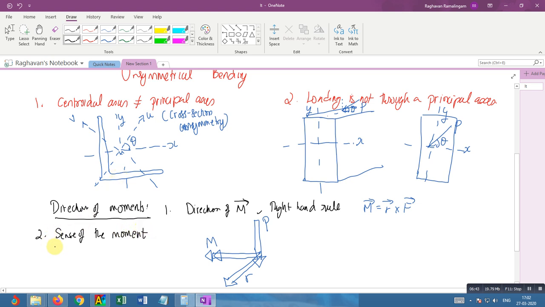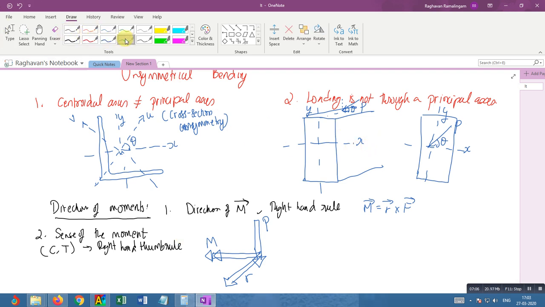The sense of the moment is necessary for you to find out which parts of the section are in tension, which parts of the section are in compression. Anyway, this is found using the right hand thumb rule. Okay, so you know what the right hand thumb rule is, I hope.